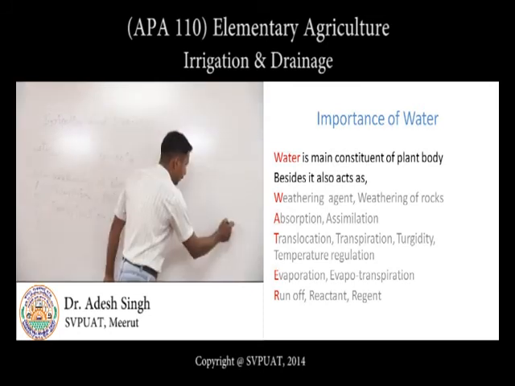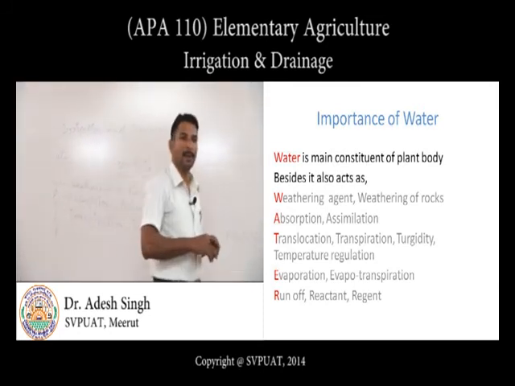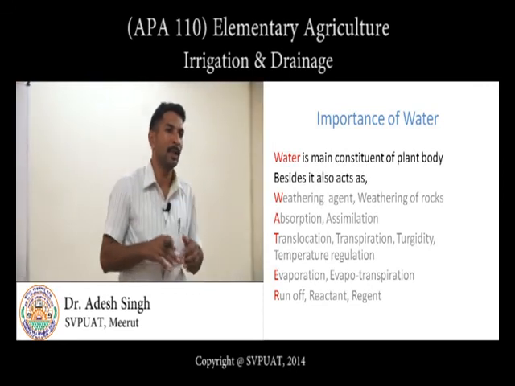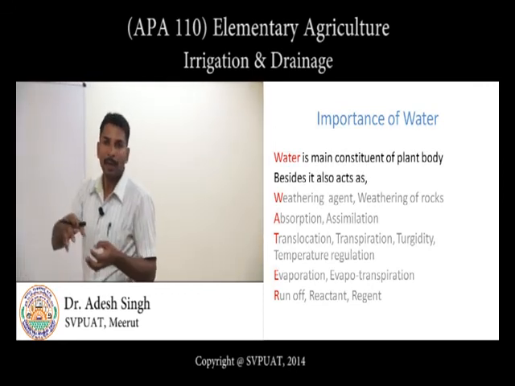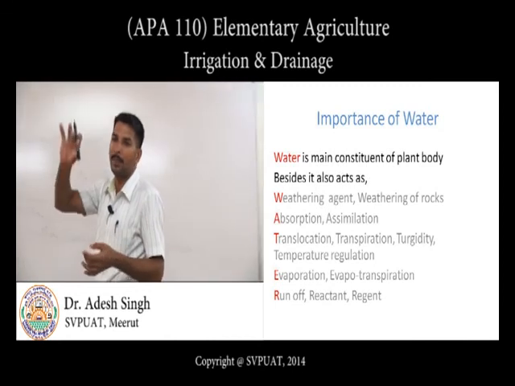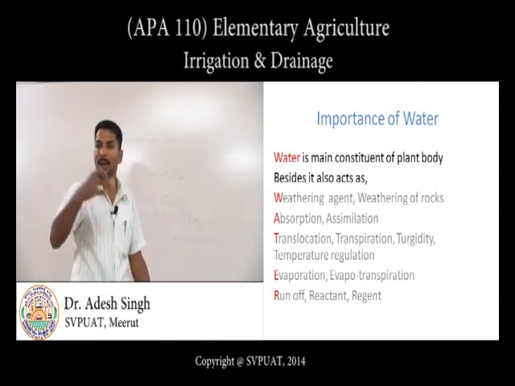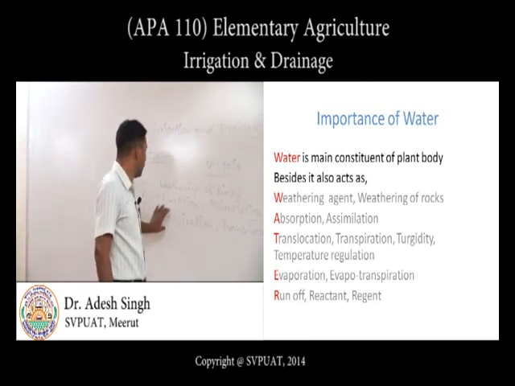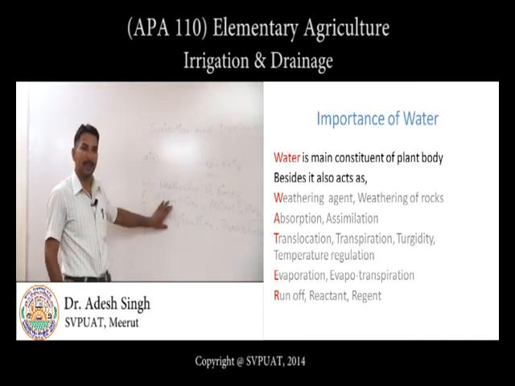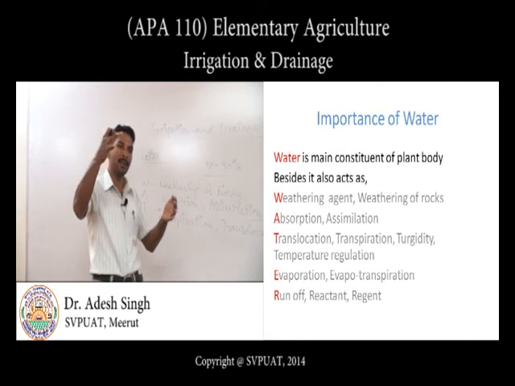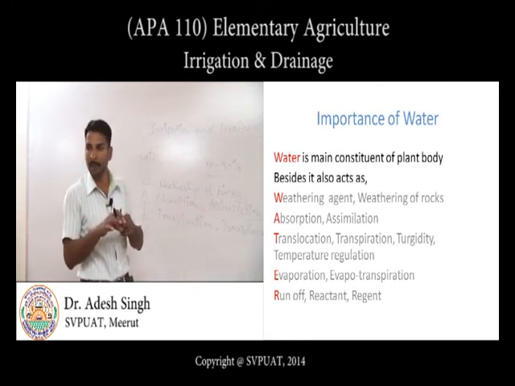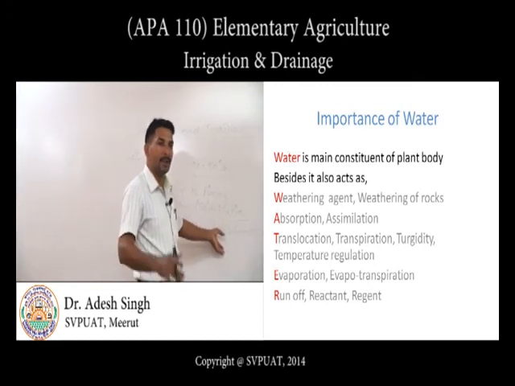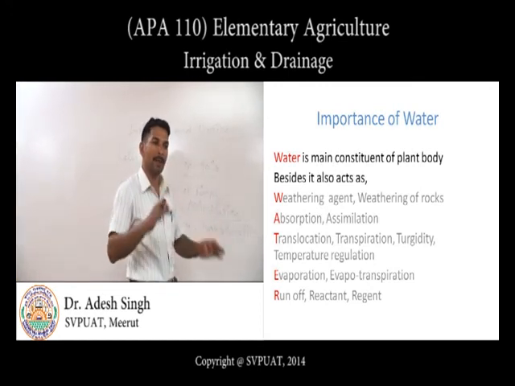Then the another important function of the water is the transpiration. Transpiration is the important process in which the water is absorbed by the plant roots, then it can be translocated within the plant, and after that it can be lost into the atmosphere in vapor form. So transpiration is the process in which the water is lost in the atmosphere in vapor form, whereas the translocation means the movement of water within the plant body.